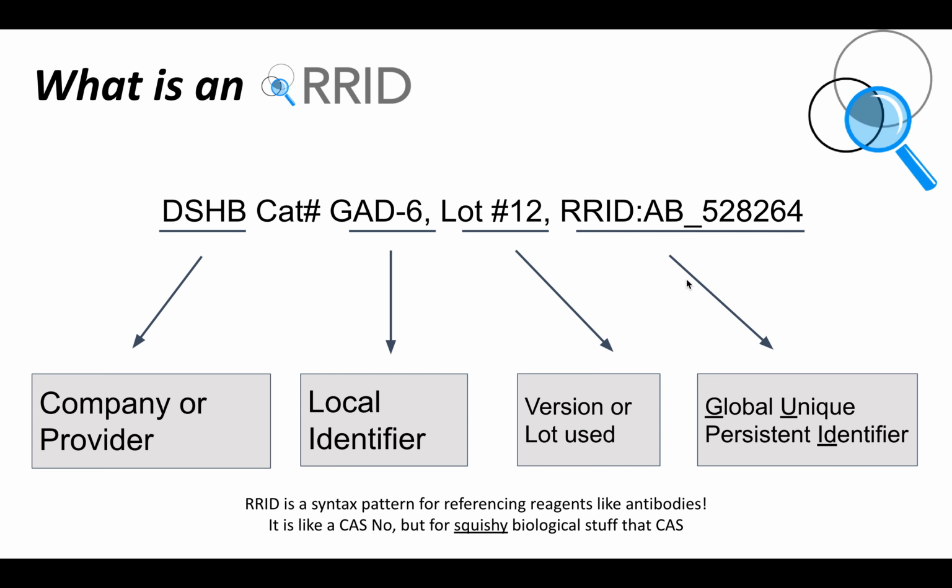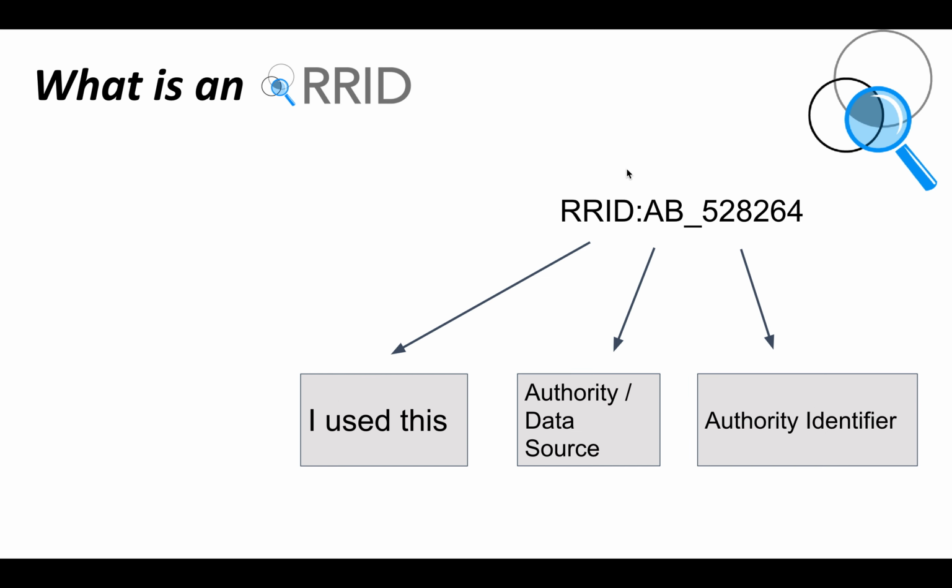If we examine this a little bit more closely, the syntax pattern of this global unique identifier really says the following. RRID just says essentially, hey, I used this thing. And the authority or the data source where this information came from is listed in the next component, which is just a short name of the authority. And then the identifier from that authority is the next portion. So again, somewhat similar to the IGSN.